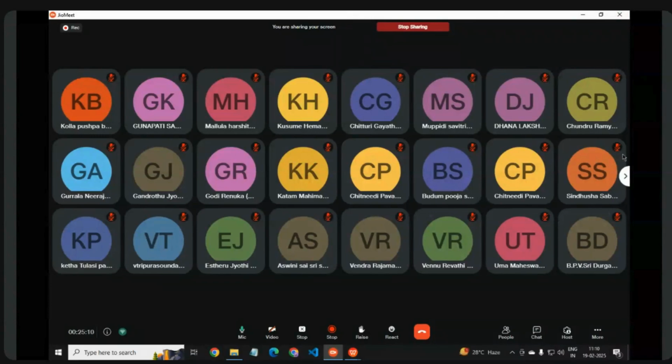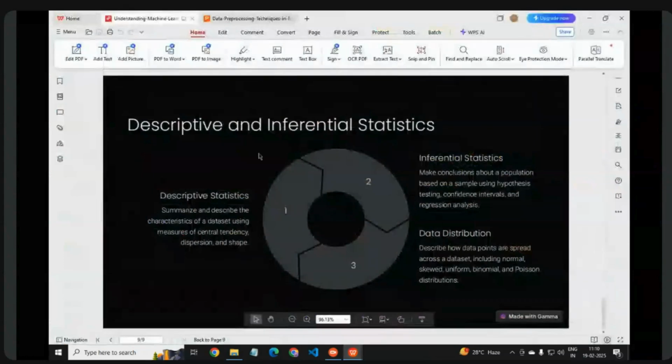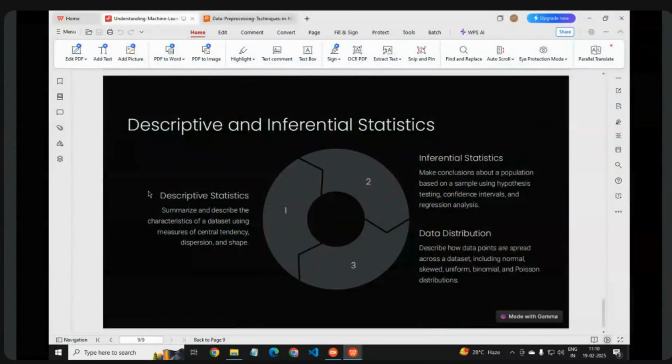So first of all, we have to see descriptive and inferential statistics. The first one is descriptive statistics, which summarize and describe the characteristics of a data set using measures of central tendency, dispersion, and shape. In descriptive statistics there are three types, and the first one is the measure of central tendency.